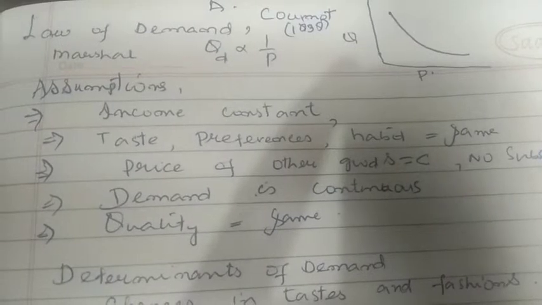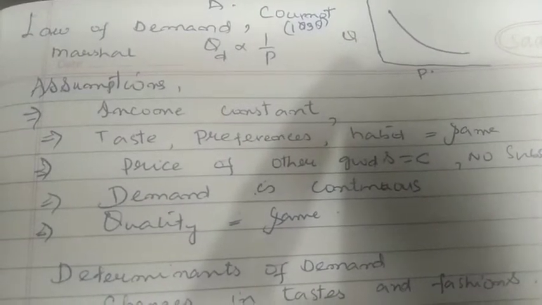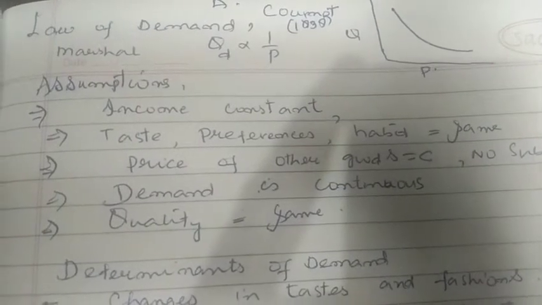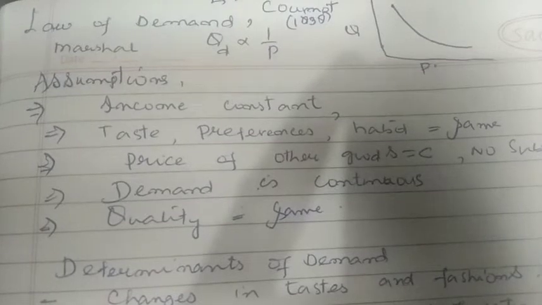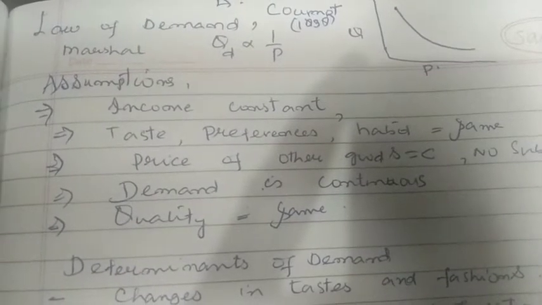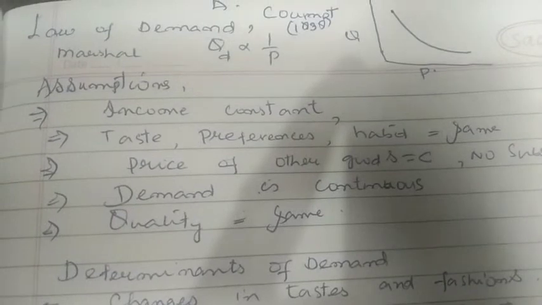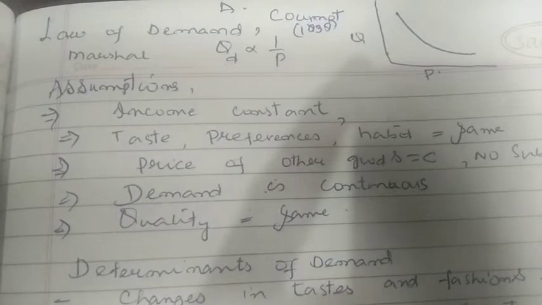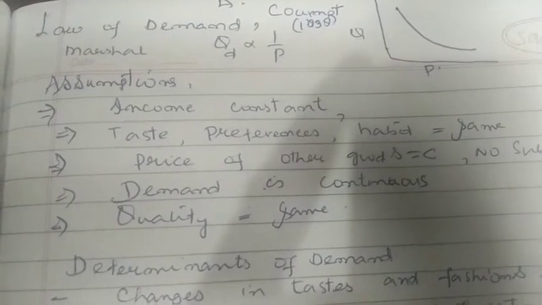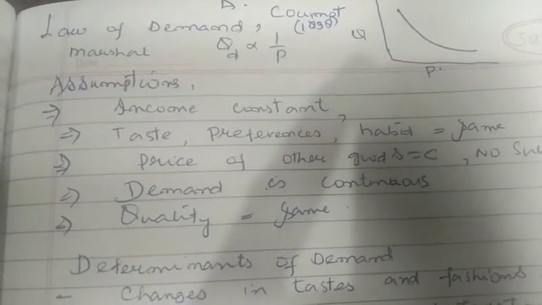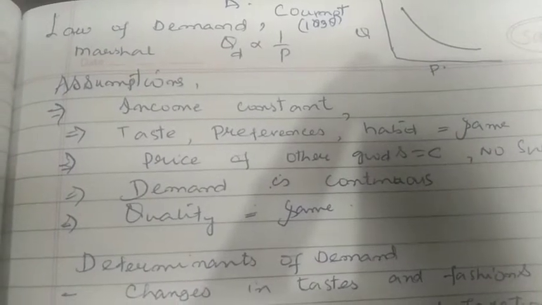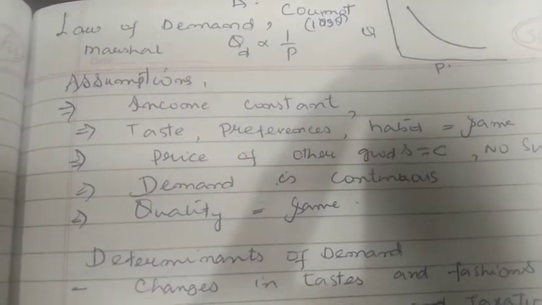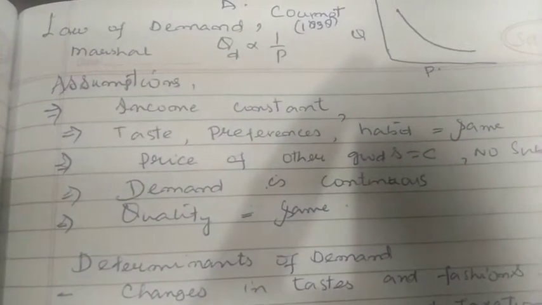So, the law of demand states that the quantity demanded of an object decreases as the price increases. In other words, these two have an inverse relationship. Quantity demanded is inversely proportional to its price. So at higher prices we buy lesser quantity, and at lower prices we buy higher quantities.